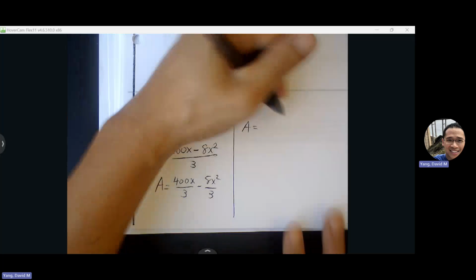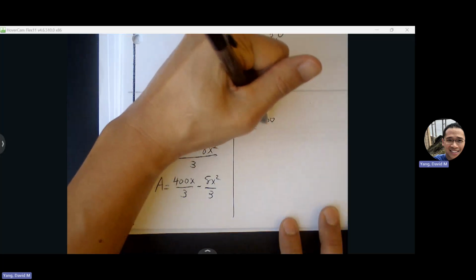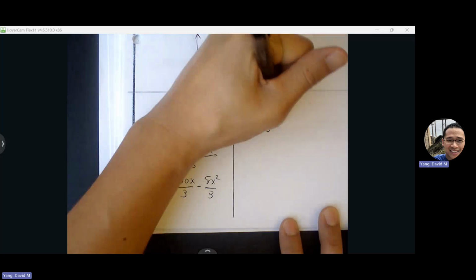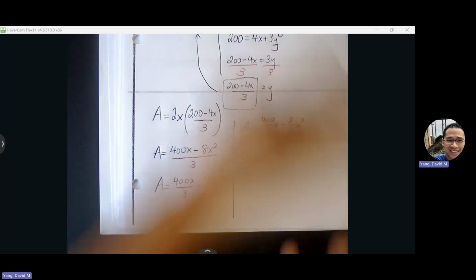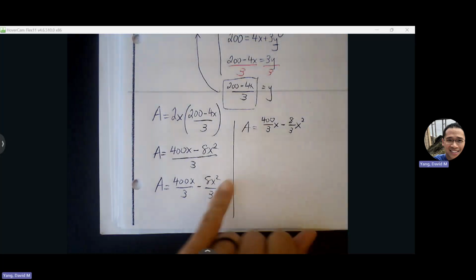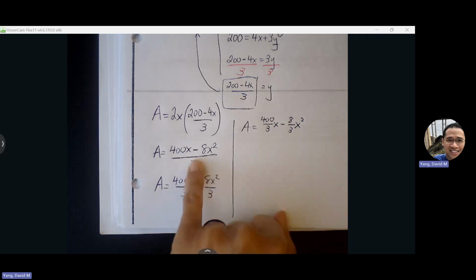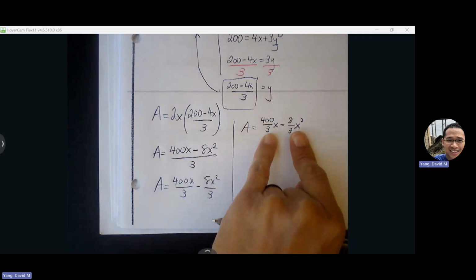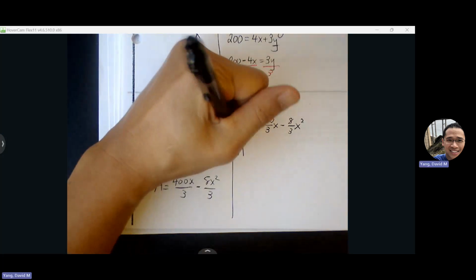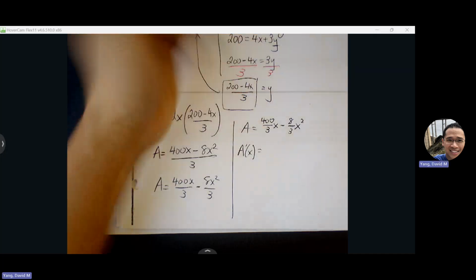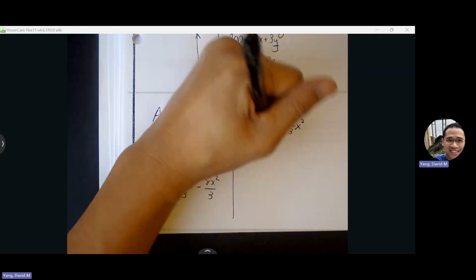I like to pull coefficients out in front of the variables, so it doesn't seem as daunting in terms of the derivative process. I would much prefer looking at this equation and this equation. They're the same thing, but visually it just feels easier because it just feels like, oh, it's just power rule with some coefficient in front. Right? We're going to find A prime, find the derivative, and set equal to 0.